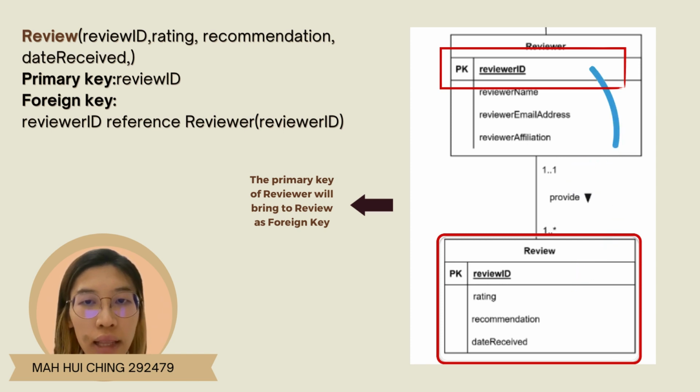The reviewer ID in the review table is a foreign key that establishes a relationship with the reviewer table. This foreign key references the reviewer ID in the reviewer table. It implies that the value in the reviewer ID of the review table must correspond to a value existing in the reviewer ID of the reviewer table. This connection helps link reviews to a specific reviewer.